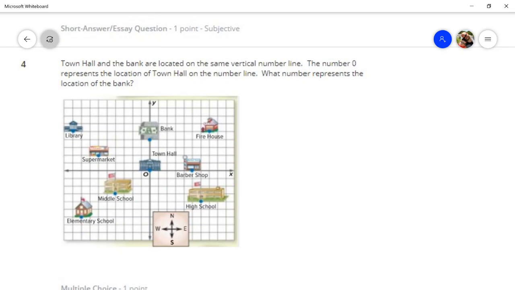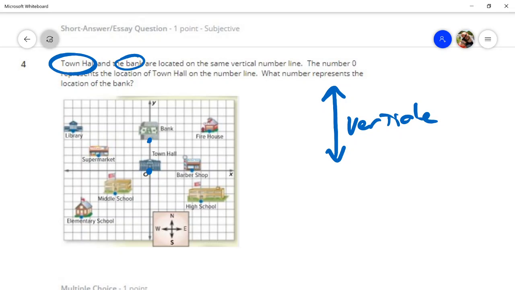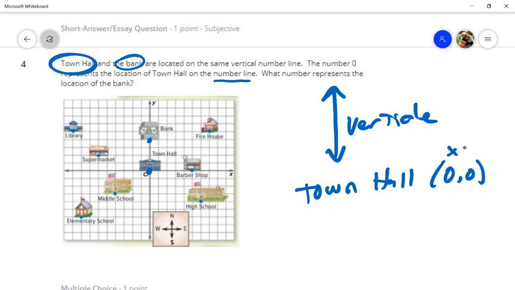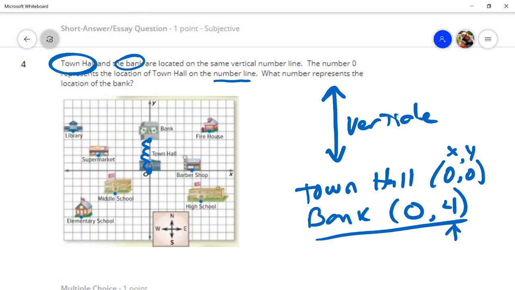Town Hall and the bank are located on the same vertical number line. The number 0 represents the location of Town Hall on the number line. What number represents the location of the bank? Well, let's see. So Town Hall is 0, 0, 0x, 0y. The bank, well, let's see. Still going to be 0x, but you're going 1, 2, 3, 4, but it's going to be 4y. Okay, so the bank is 0, 4, or specifically, based on the question, just 4, because that's where it is on the y-axis. Pretty cool. Okay, let's keep going.